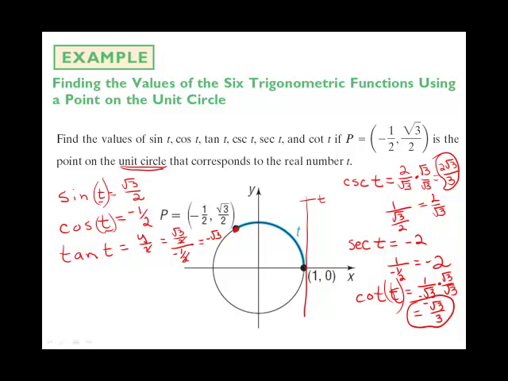If we use the x over y, then we would have the cotangent t equals x over y, and that would be -1/2 divided by square root of 3 over 2. It's a complex fraction, and the 2's are going to cancel, and so we have -1 over square root of 3. Same thing we had over here, and then we rationalized it. So that's how, once you find the point that is paired with that real number t, then you've got the x and the y, and you can figure all 6 trig functions from that x and y value.